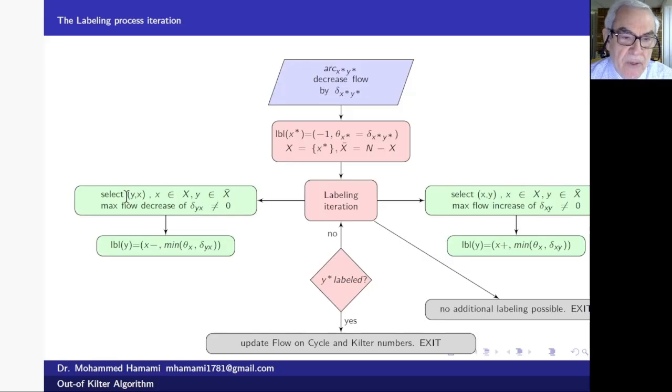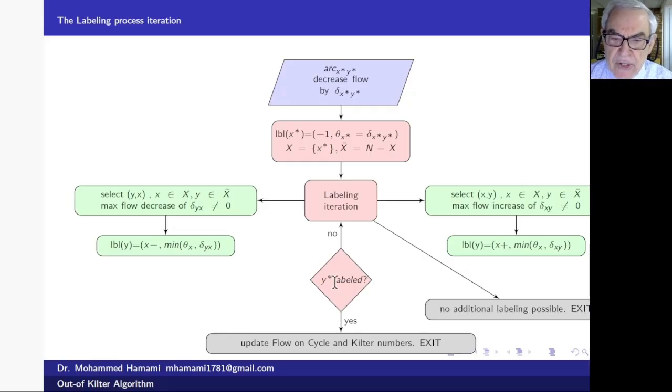If it's 0, then we don't consider this arc. Now here I could label y. I labeled it from x, and it's a minus, reminding us that this is a reverse arc. And we do the minimum of delta of theta x and delta y of x. And we keep doing this.